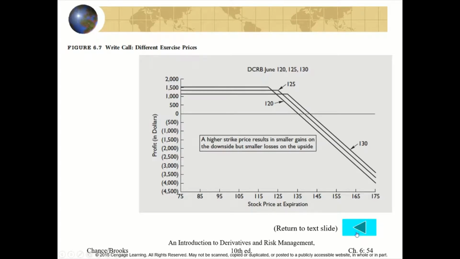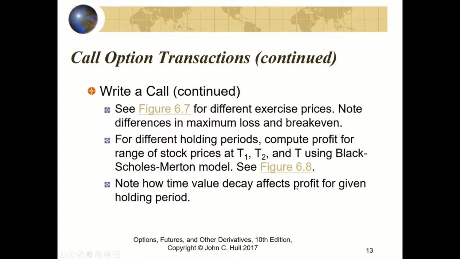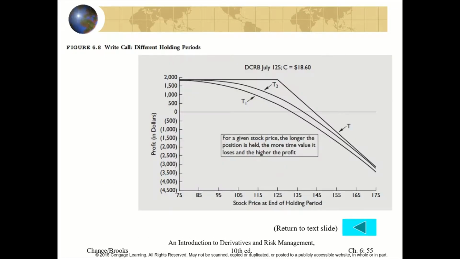Now, if we want to examine keeping the short call for different holding periods, we will follow the same analysis. We will look at what the component is at each holding period and how this is going to affect our profit.